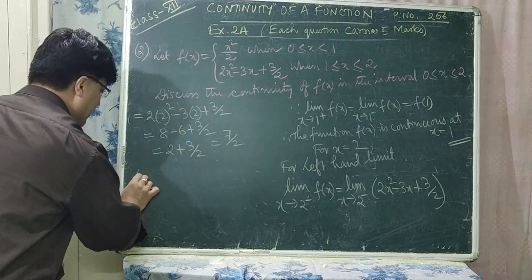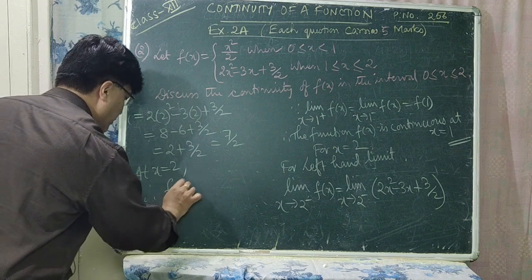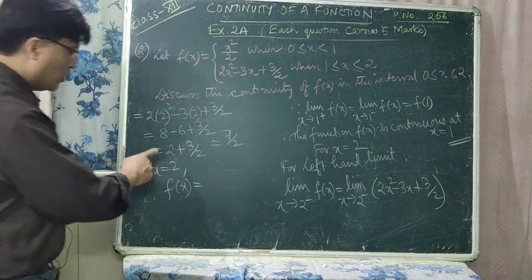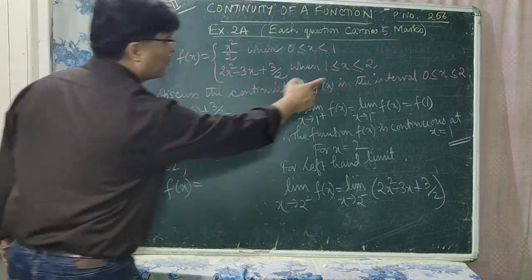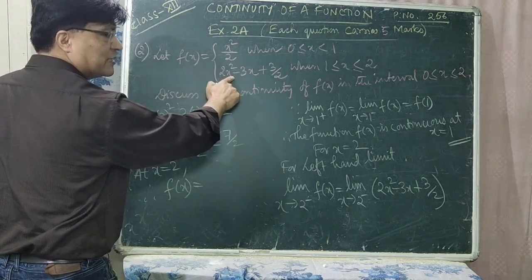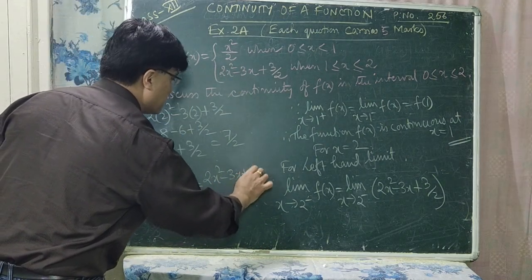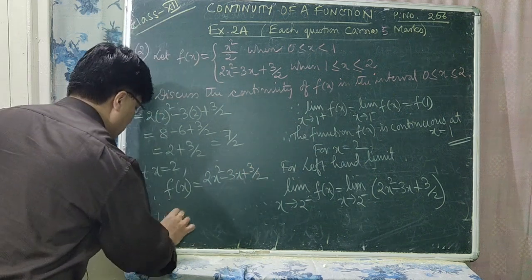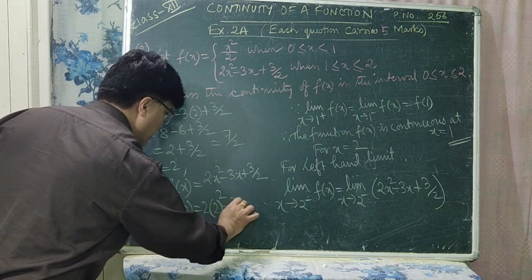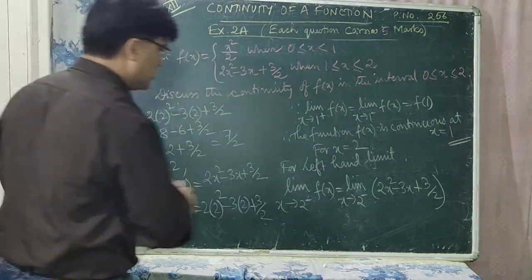Okay. Now at x is equal to 2, therefore, when x is exactly equal to 2, what is the value for f of x? The value for f of x is this one, that is 2x square minus 3x plus 3 by 2. So you put x is equal to 2: f of 2 is equal to 2 into 2 whole square minus 3 into 2 plus this 3 by 2, right?